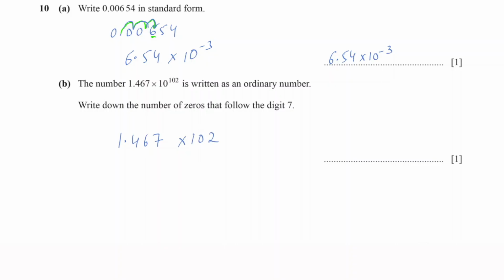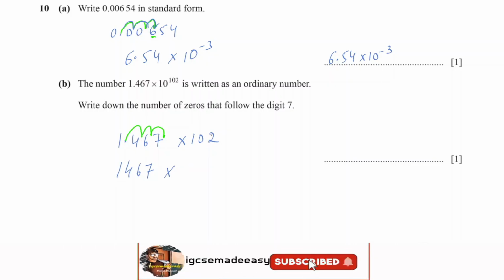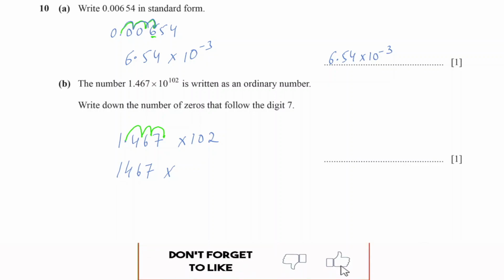Just note that if I want to make it into the ordinary form, I have to shift the decimal towards the right hand side, so that it becomes 1467, a whole number. If I shift it here, it's shifting 1, 2, and 3 digits. Now the decimal goes there, so it is 1467. We can write 1467.0, or we don't even have to write it, not an issue. So it becomes into 10 to power, oh sorry, I should have written 10 to power 102, right?